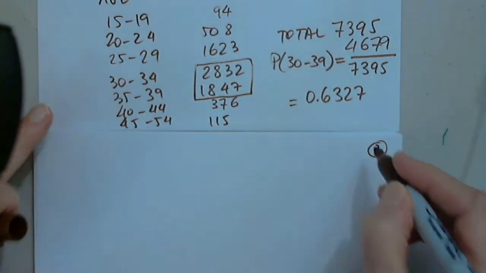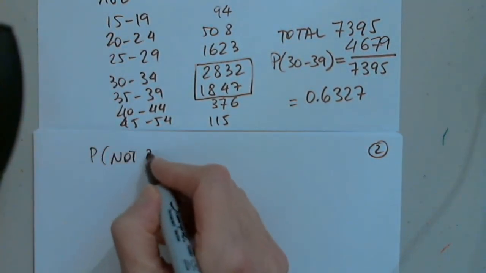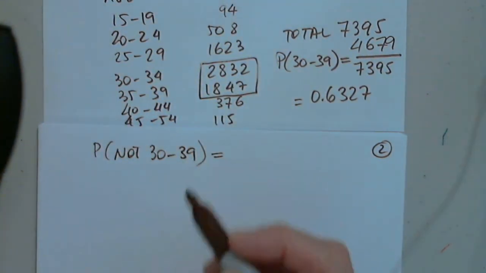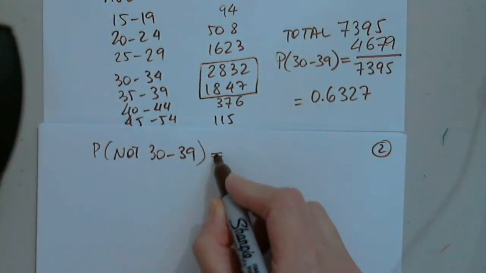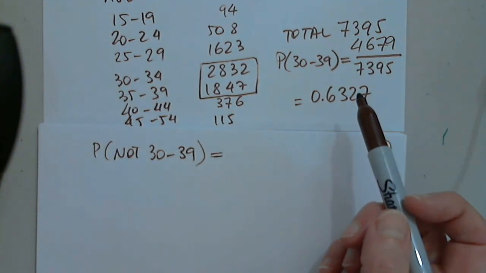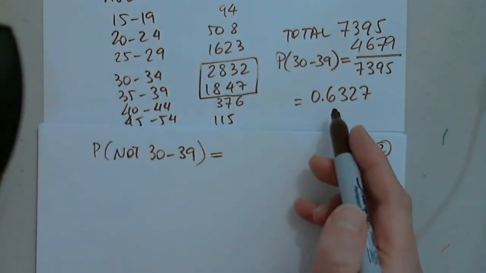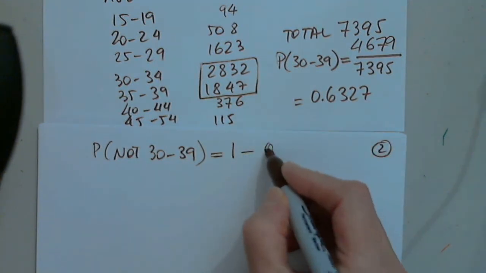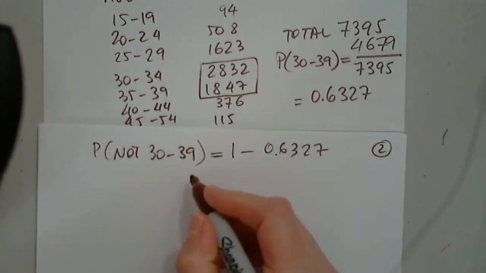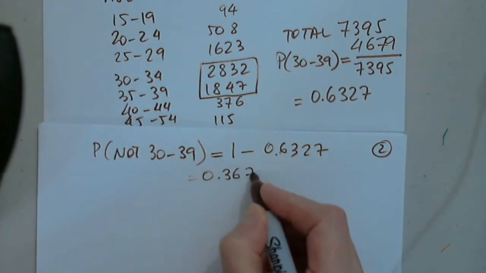How do I determine the probability of not 30 to 39? Since we just added the 30 to 39, which is 4,679, you subtract that from the total amount of births, because that's all of the others. But we already have it, the complement is 1 minus that. That's exactly it. Is that clear? Is that okay? Yes. Perfect. So 0.3673.